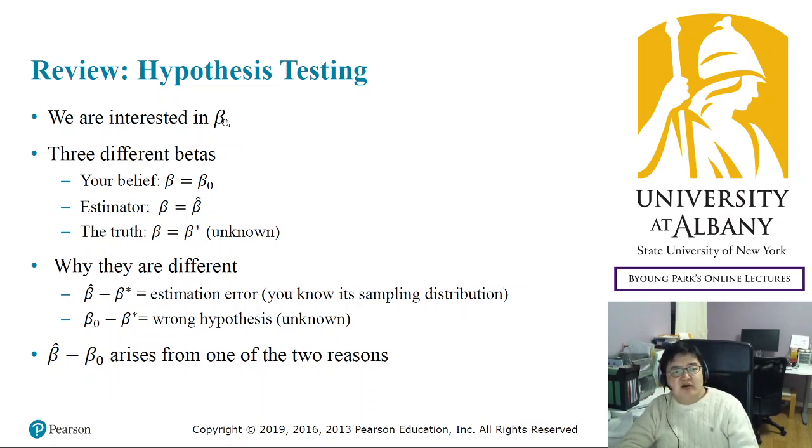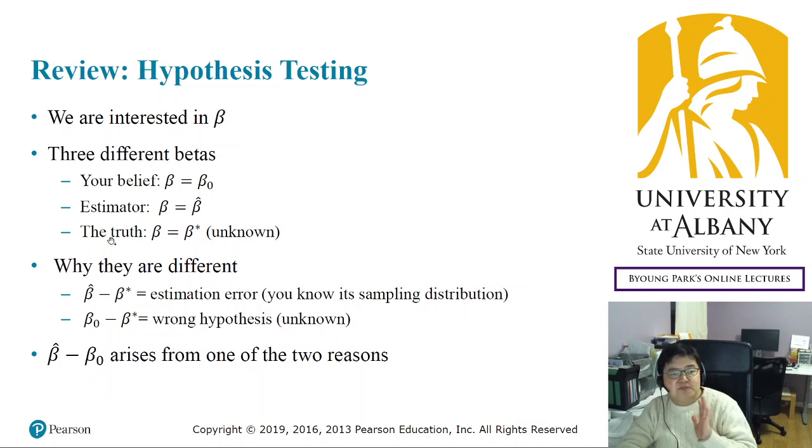Then in the theoretical framework of hypothesis testing, you have to imagine three different betas. First, your belief, your hypothesis. You believe that beta equals beta null. And second, your data tell you that beta equals beta hat. So this is what your data tell you.